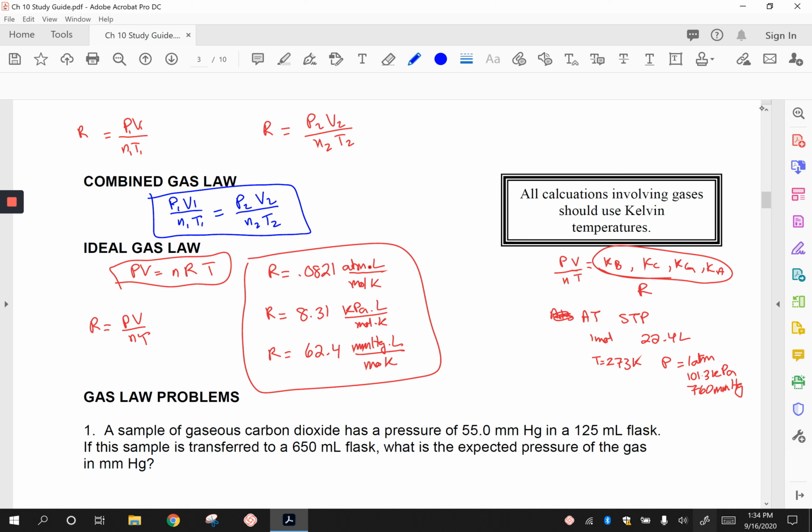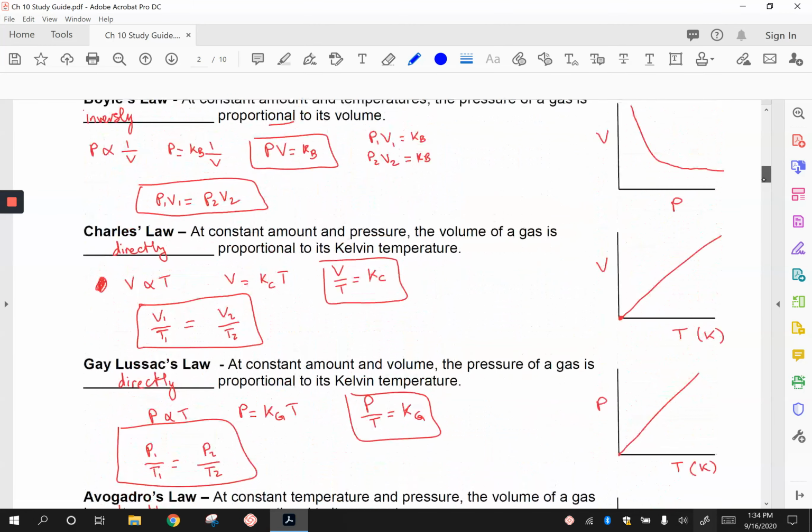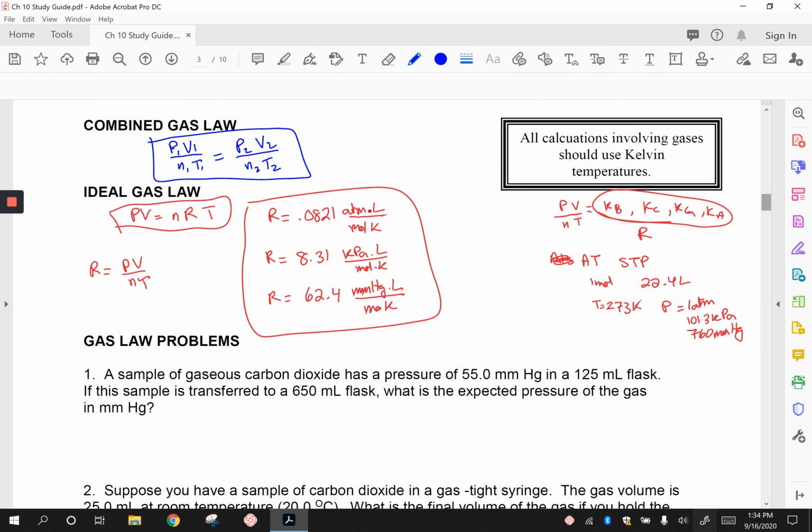I could use it if I have one gas where I'm changing conditions, or I could use it to relate two completely different gases. That still works. And now that I know the ideal gas law, I don't need to memorize the relationship between any of these anymore. Because if I know PV equals nRT and I rearrange it to solve for R, and I write this with ones and then equal, and then this again with twos, then I get this. And then I could cancel out whatever is constant. So I'm going to rewrite this here: P1 V1 over N1 T1 is equal to P2 V2 over N2 T2.